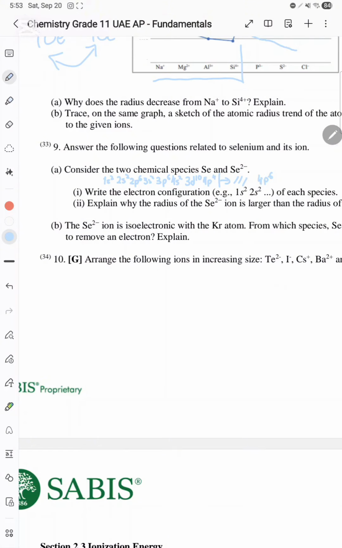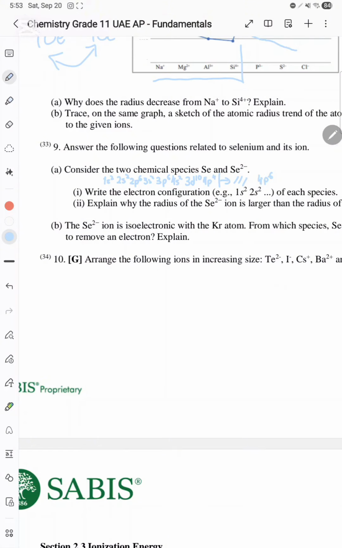The mark scheme says the nuclear charge is the same for both species, but the 8 valence electrons in the selenide ion experience a greater amount of electron repulsion than the 6 valence electrons in the selenium atom. So these extra repulsions increase the average distance between the valence electrons in the ion, so the electron cloud around the ion is greater in radius. Now, here it's telling you Se2- is isoelectronic with the Kr atom. From which species is it easier to remove an electron? And explain why.